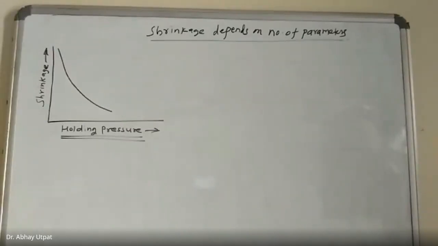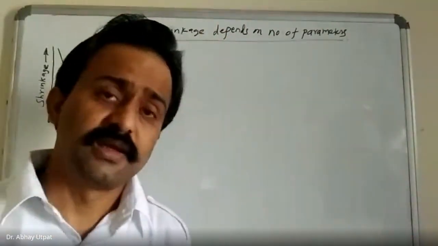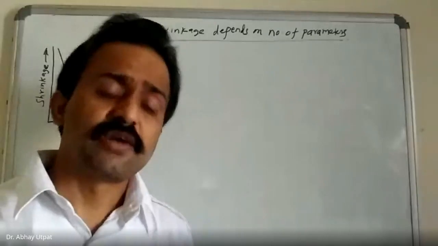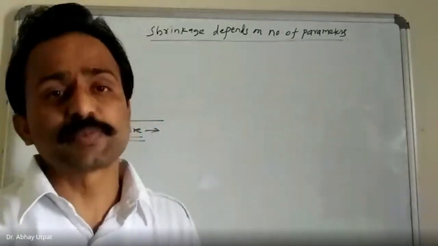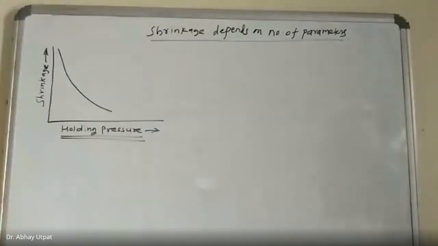Even shrinkage is a behavioral property of the material. Every material has some different shrinkage. In that property, variation in the shrinkage for the same material is possible by changing this holding pressure. Okay. Now, second one is mold temperature.